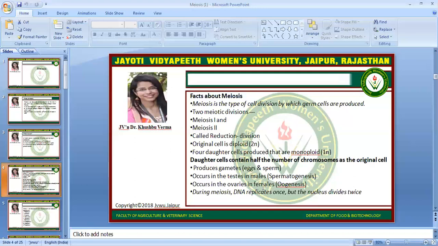Daughter cells contain half the number of chromosomes as the original cells, and by the process of meiosis, gametes like egg and sperm cells are produced, in testes in males and in ovaries in females. During meiosis, DNA replicates once, but the nucleus divides twice.